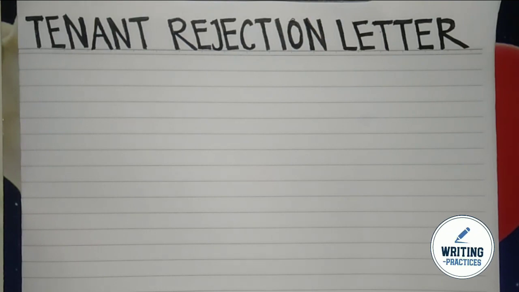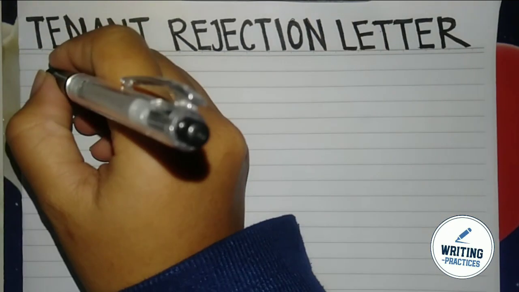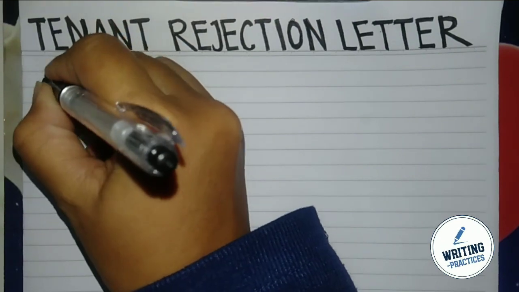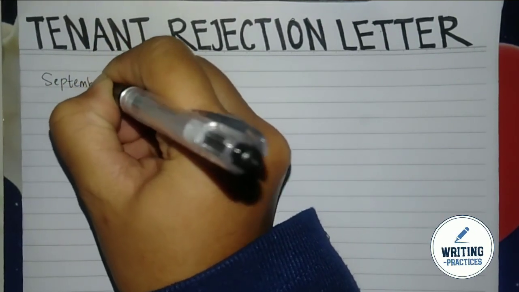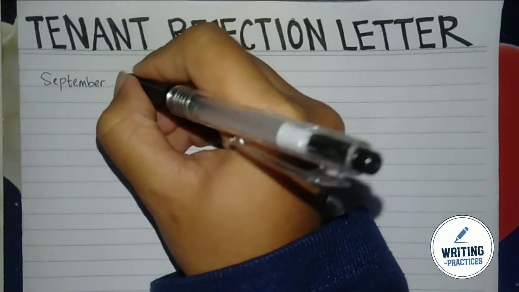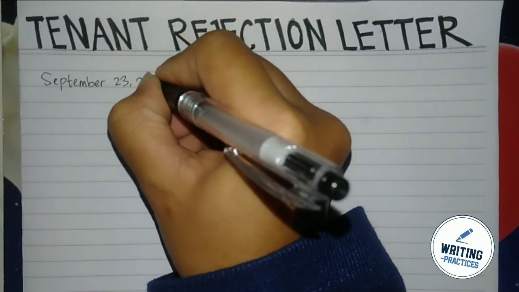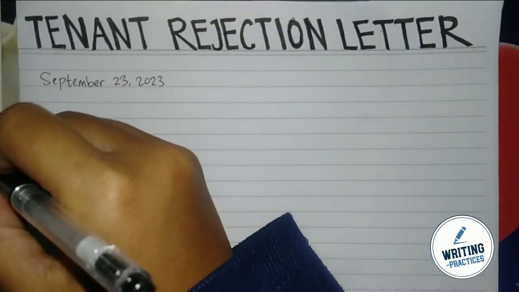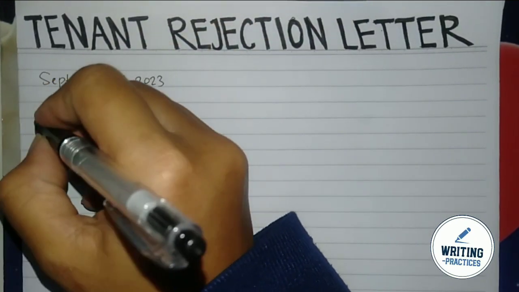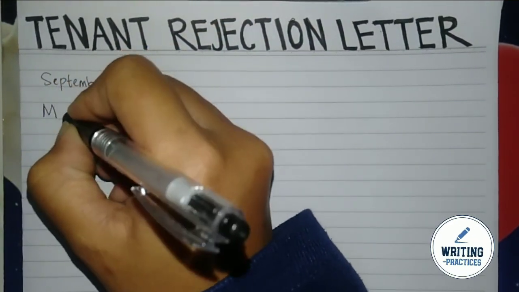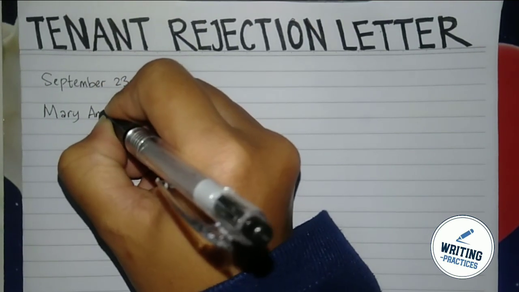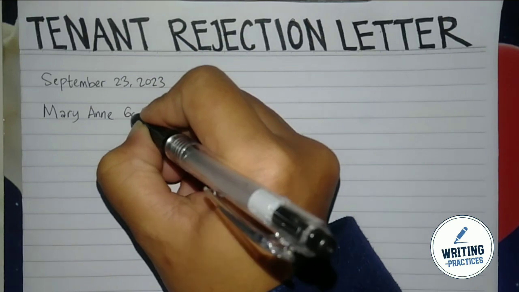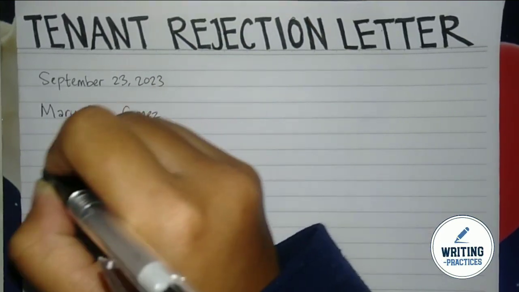Today, we are going to learn how to write a tenant rejection letter. What is a tenant rejection letter? In simplest terms, a tenant rejection letter is a formal document that is sent by a landlord or property manager that states to the applicant that their rental application for tenancy has been denied. Also called an adverse action notice, these notices could be given out for various reasons. Here, Writing Practices will show you how to write a tenant rejection letter step by step.